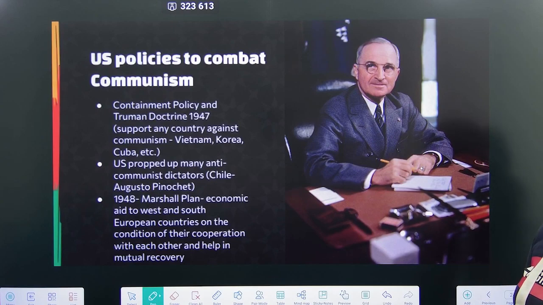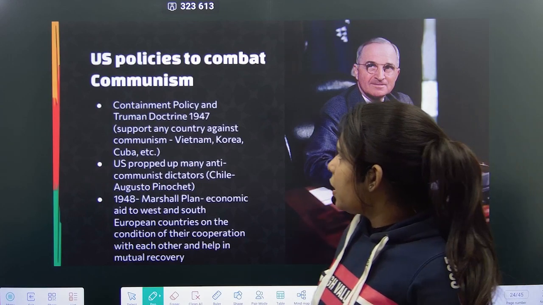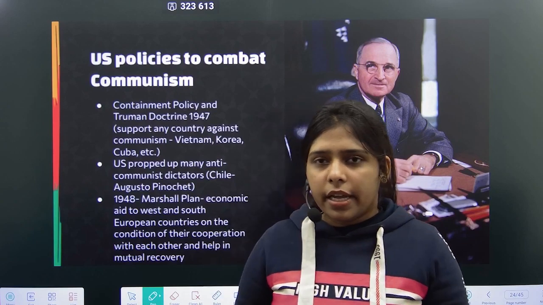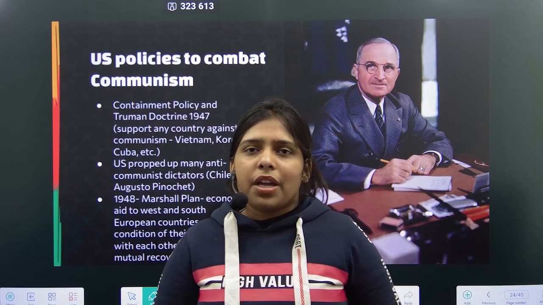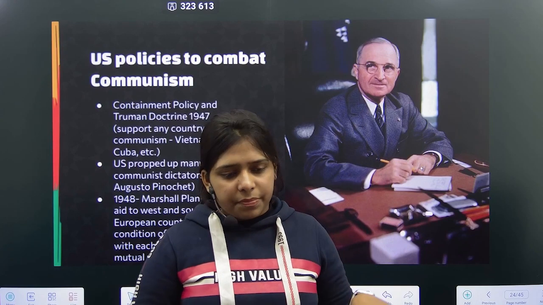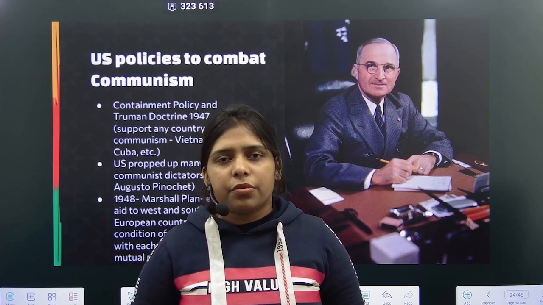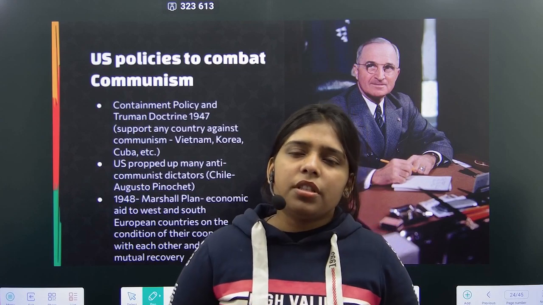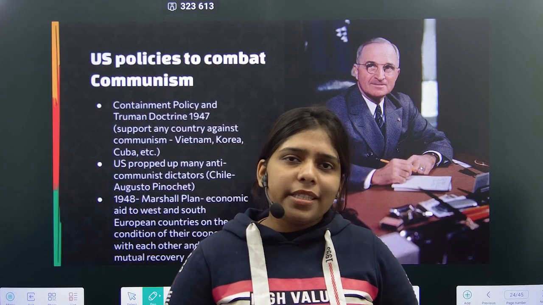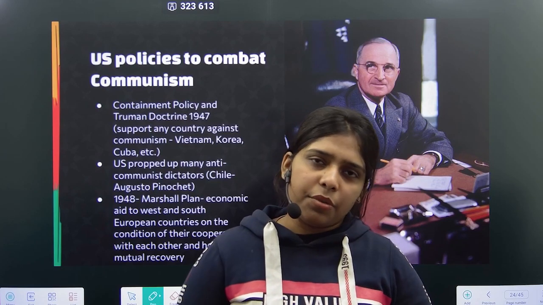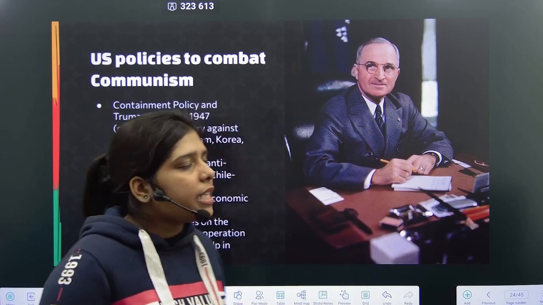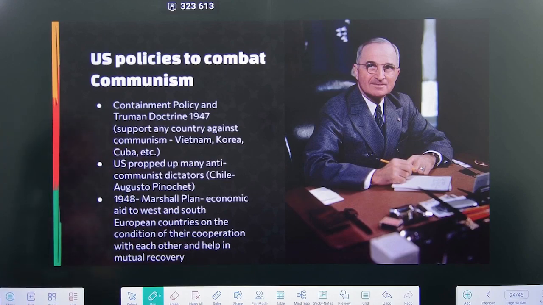Now, the US came up with a few policies to combat communism. What happened is that after World War II, you saw that Russia, or the USSR, was speeding up and moving towards spreading communism in Eastern Europe. So the US came up with a few policies to combat this communism. One of those policies was the Truman Doctrine in 1947.